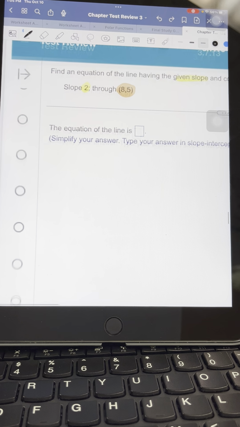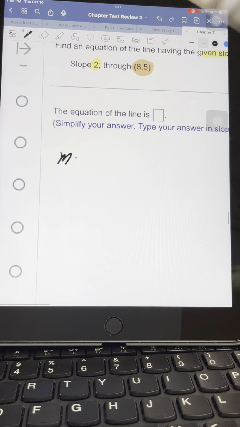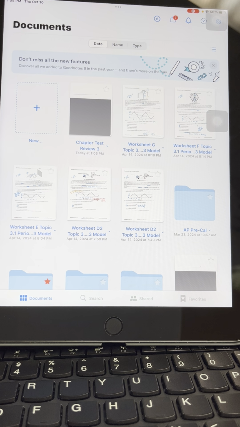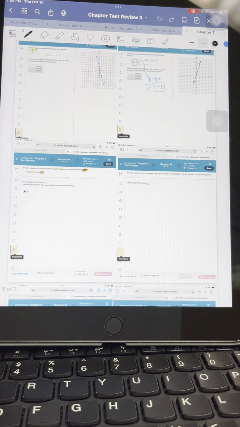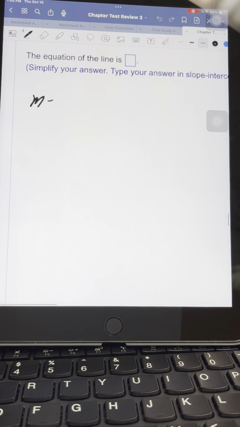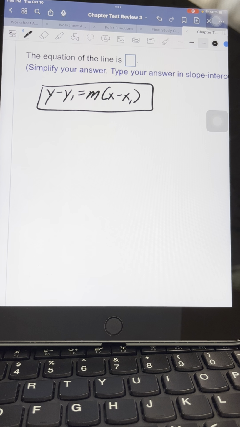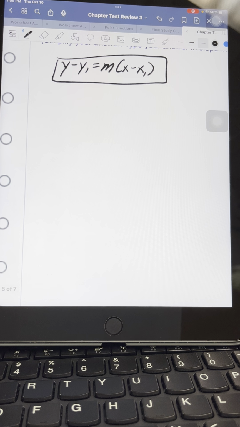You guys should already have this in your notes. But the slope-intercept form is this. Point slope form is this. So I never ever teach you guys to just memorize something. I will show you how we got to that answer. So let's see how we got from that.